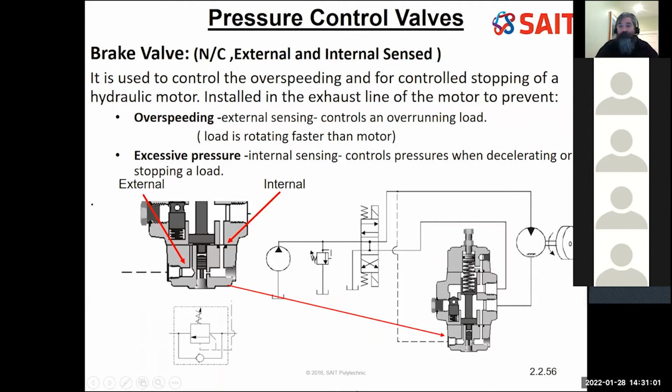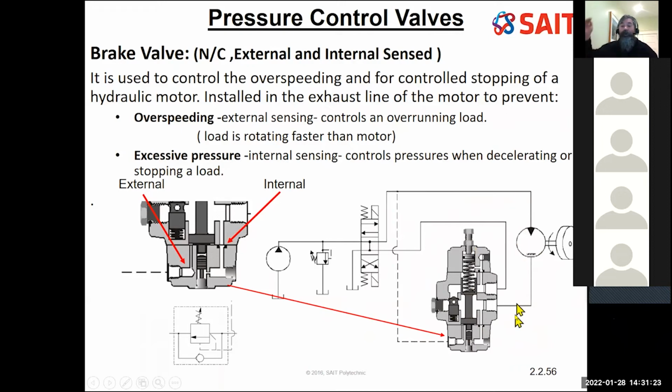Same valve again, well, not quite the same valve, being used as a brake valve. Remember I said you can get different spools, and this is using a solid spool. It's going to give us a little bit of a difference in performance. Now here I'm using it as a brake valve, in the same position as I would have used, say, a counterbalance valve.